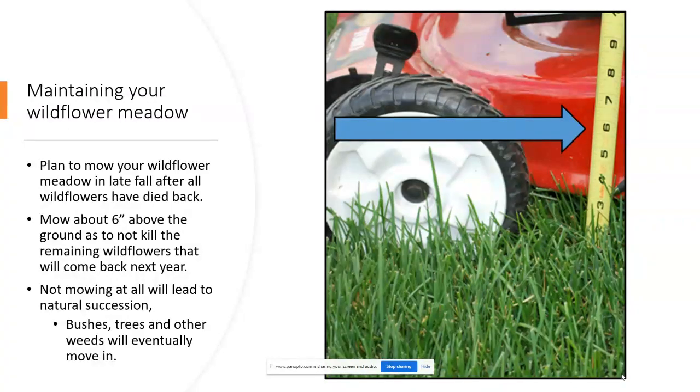So the next step, once you have your wallflower seeds down and they sprout, you need to maintain your wallflower meadow. So plan to mow your wallflower meadow back in late fall or after the wallflowers have died back. Mow about 6 inches above the ground as to not kill the remaining wallflowers that will come back next year. So a lot of them will basically stay dormant, but vegetatively, and then they'll still grow next year. So a perennial. Not mowing at all will ultimately lead to natural succession. So bushes and trees and other weeds will eventually move in. So you want to make sure that you are doing a mowing in the fall.